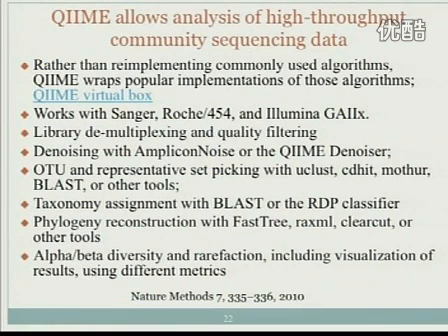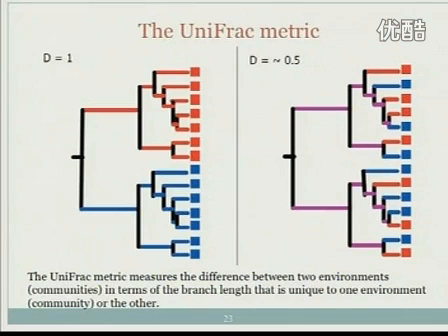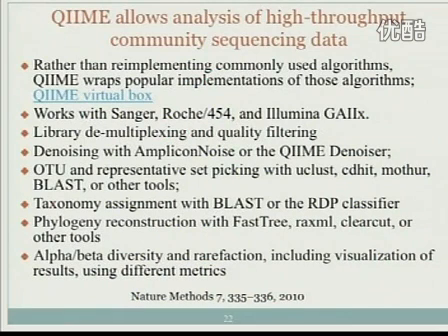And they use very different metrics for measuring, for example, the distance between two communities. Yes, what happens with SOLiD? In the metagenomics community, I don't see any SOLiD data for metagenomics yet. Mostly it's 454 or Illumina, and Sanger, very few, the older ones.